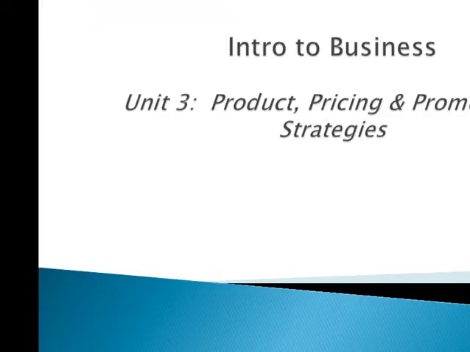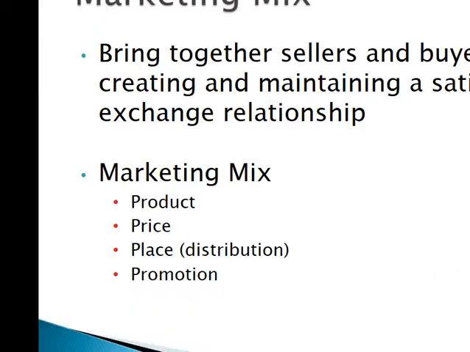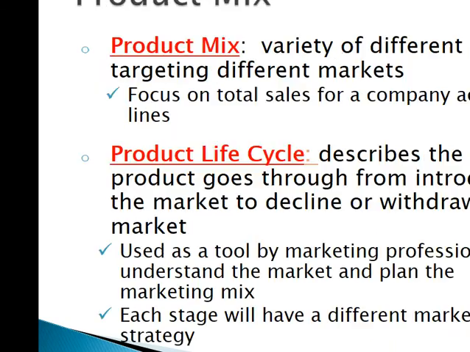Of the 4 Ps in our marketing mix: product, pricing, and promotion. So we're going to talk about some specific strategies. So remember, the marketing mix is really bringing together sellers and buyers by creating and maintaining a satisfying exchange relationship. And it includes those 4 Ps. So the marketing mix is the product, the price, place, which is the distribution channel, and promotion.